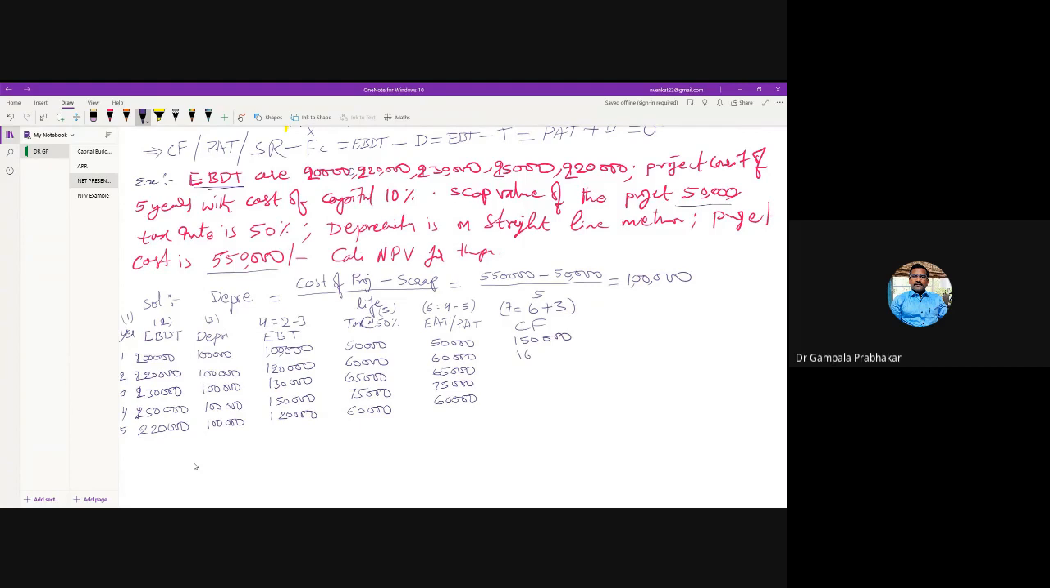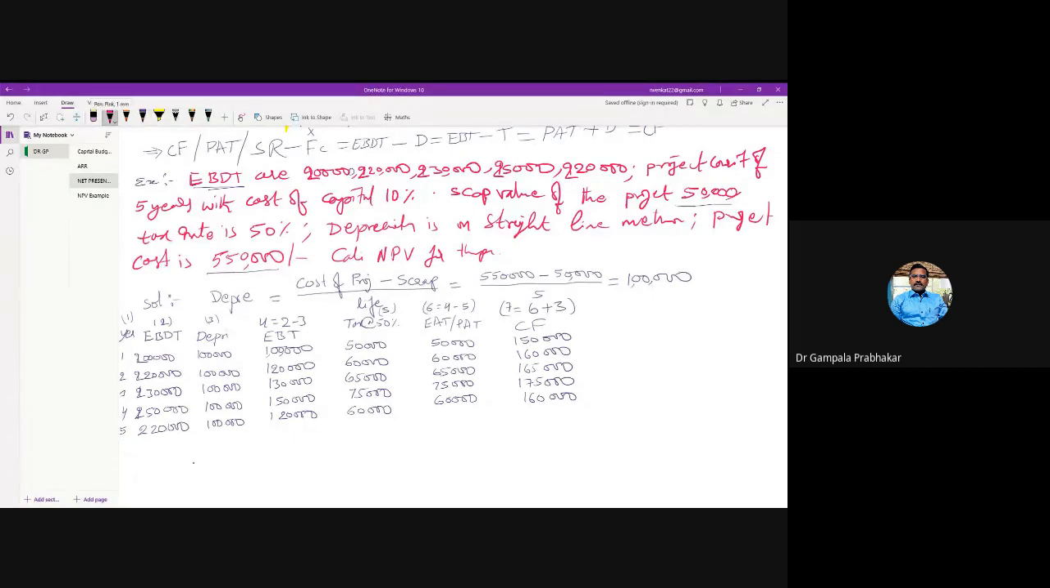1,50,000, 1,60,000, 1,65,000, 1,75,000, and 1,60,000. So this is our cash flow, right? So to this cash flow, what we have to do? We have to discount this. So for that, let us make one more table for NPV calculation. So in this particular case, let me give one more twist, right?